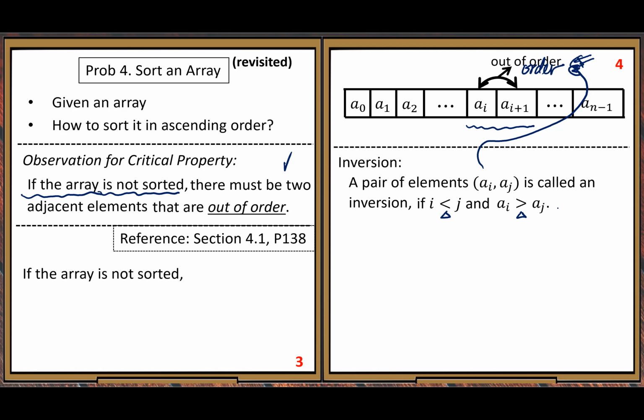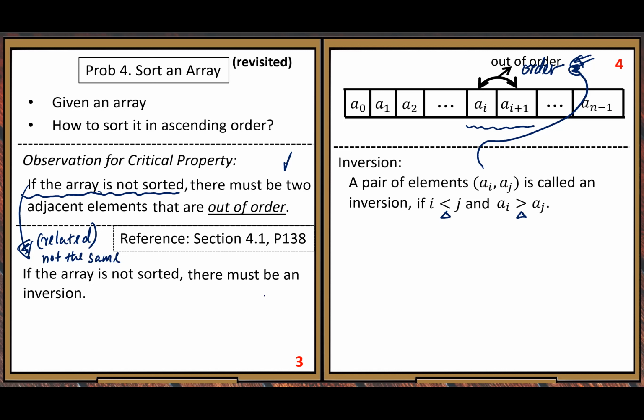Now, let us write this property another time. This time we will use the inversion concept. If the array is not sorted, there must be an inversion. So here, this second one is different from the above one. The second one, I just want to say related, but not necessarily the same.